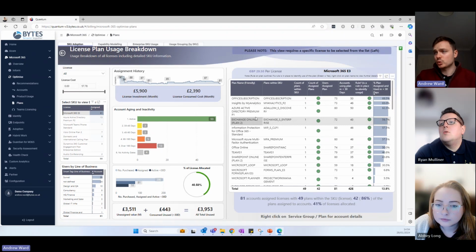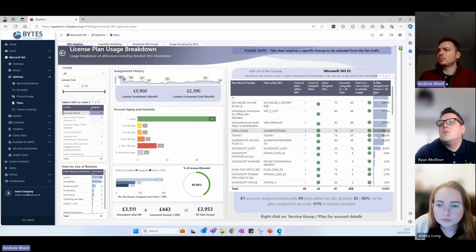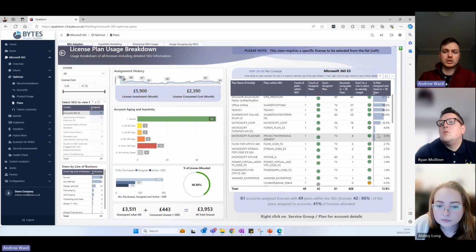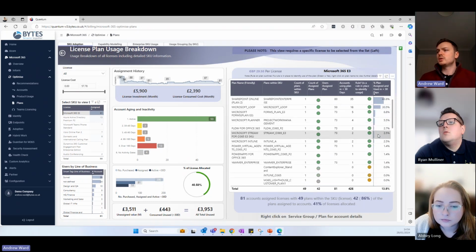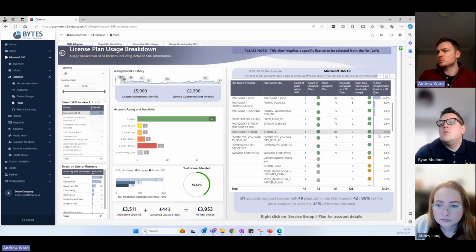No real surprise here to see that an Office subscription is sitting at the top. Other things around Azure Active Directory Premium, and so on, are sitting within our SKU, and we can see how these are being adopted across the organization. Then as we go down, we can see other things we're using within our organization, and we can start to drill down into specific areas.